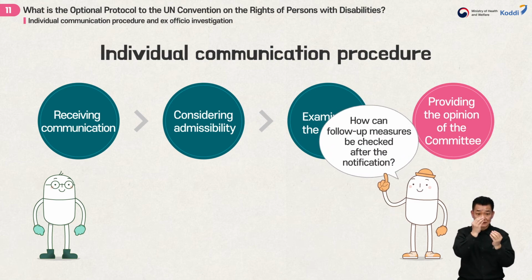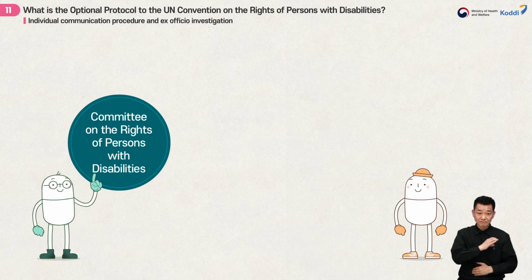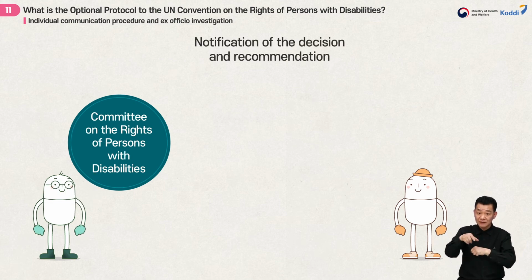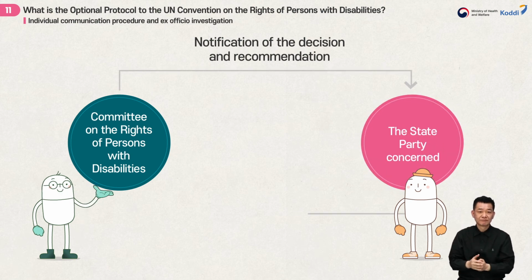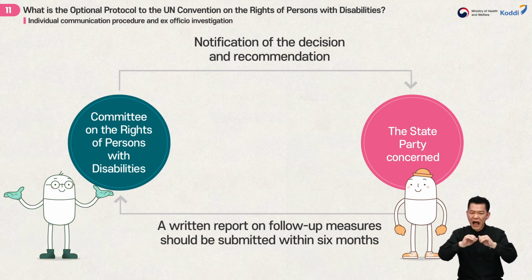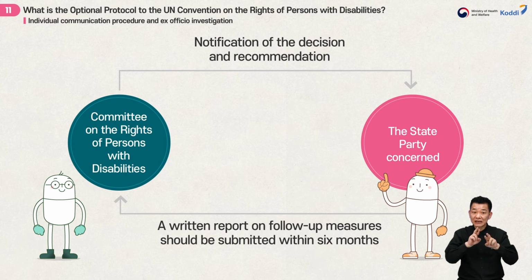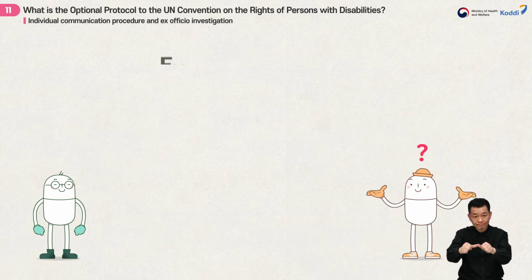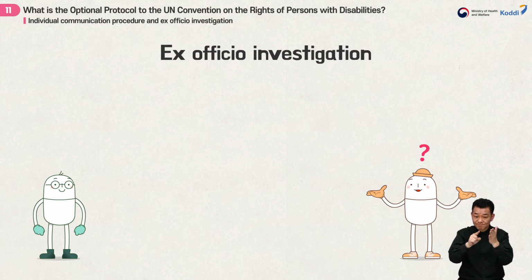How can they check follow-up measures after the notification? If the Committee on the Rights of Persons with Disabilities notifies the decision and recommendation to the state party concerned, a written report on follow-up measures is to be submitted within 6 months after receiving the notification. So, the effort and confirmation of the committee is carried out until the rights of persons with disabilities are properly restored. Then, what is an ex officio investigation?